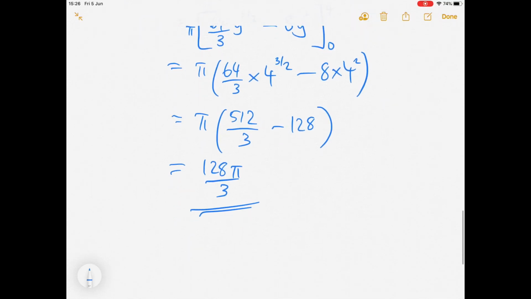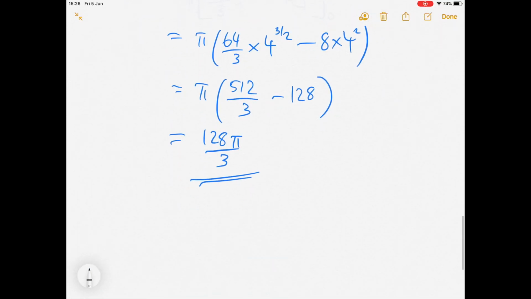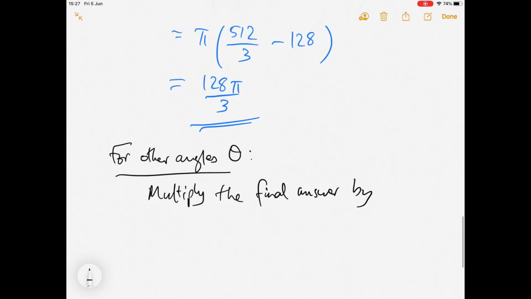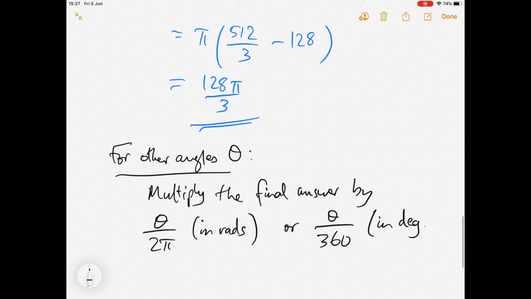And yeah, so we can see that's the method. Now, the other thing I want to say, just to finish, is what happens if the angle we rotate by is not 2 pi radians. So let's just say, very quickly, for other angles theta, multiply the final answer, or the initial integral, by theta over 2 pi in radians, or theta over 360 in degrees.